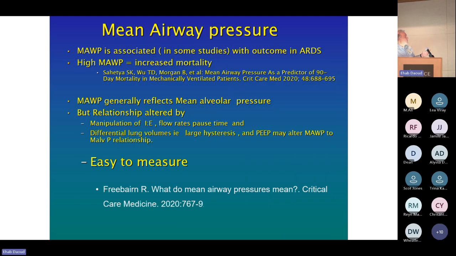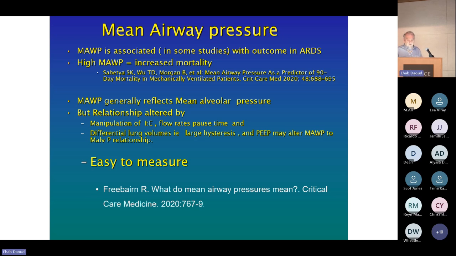Mean airway pressure is a good way to measure this because, unlike plateau pressure or driving pressure, it's easy to measure. It's just a number on the machine. There's an association between mean airway pressure and mortality that is well established in some patients. In the morbidly obese it is altered, and therefore perhaps there are some things we need to think about with mean airway pressure rising.